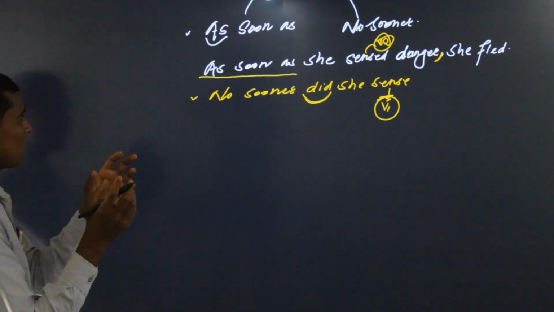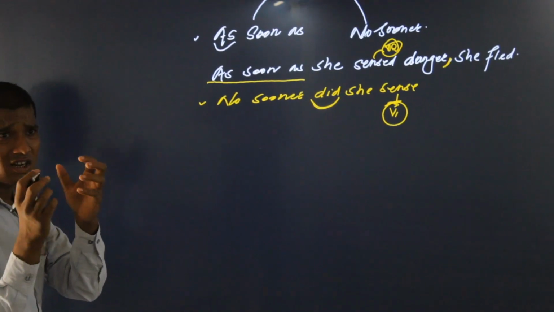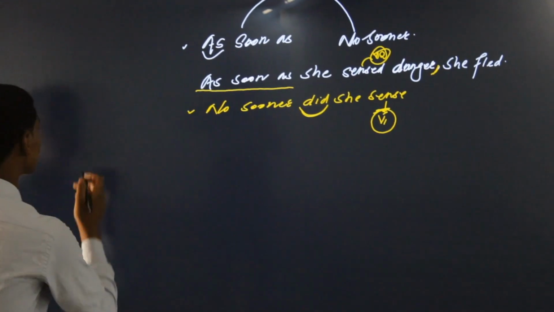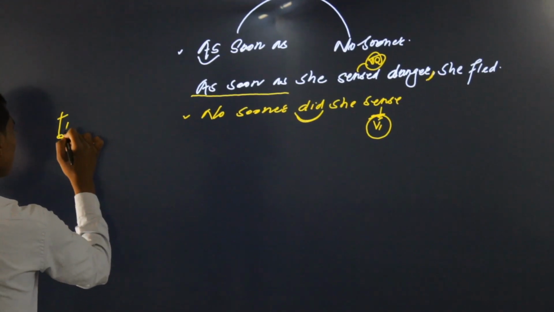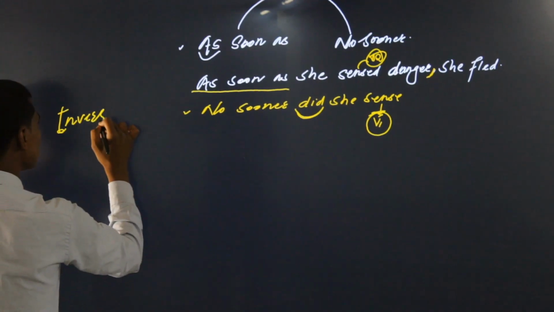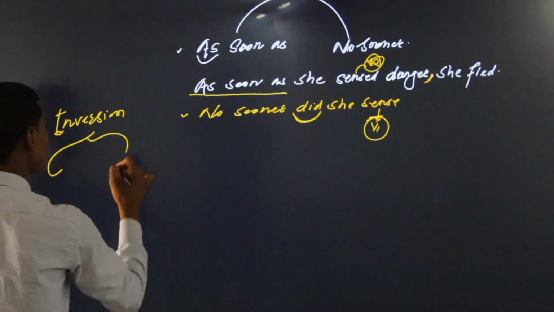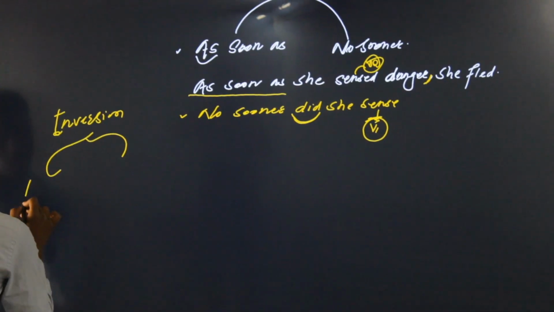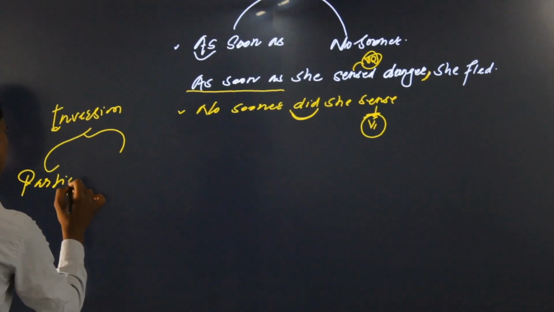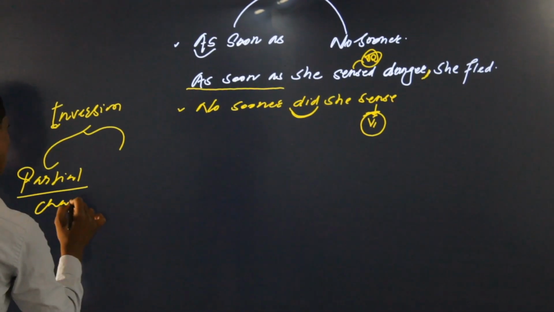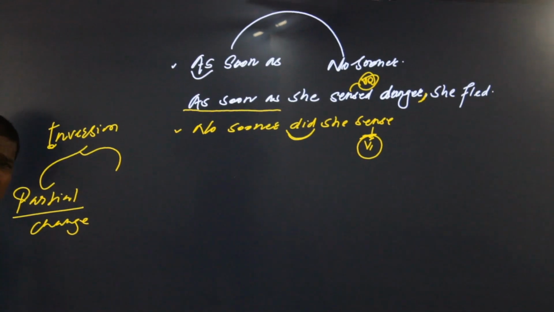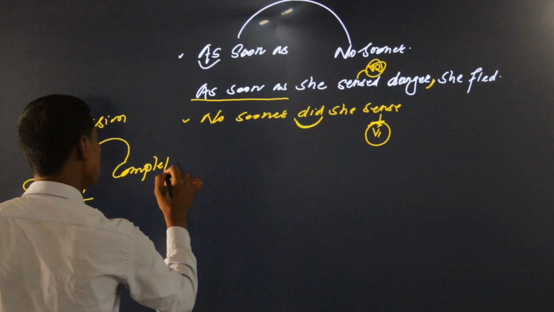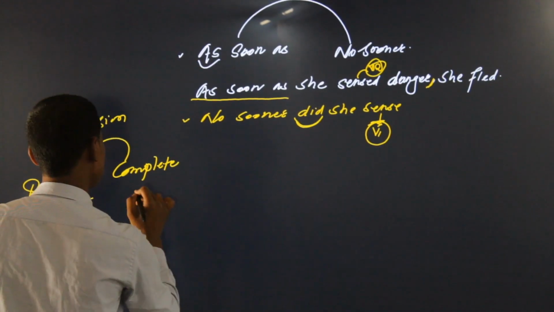Let's try to understand a very short tip over here, and the tip is about grammar. There is a topic, and the name of the topic is inversion. In this topic, we see that some of the sentences have partial change and some of the sentences have complete change.